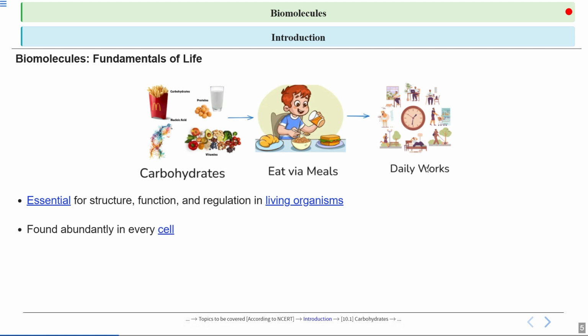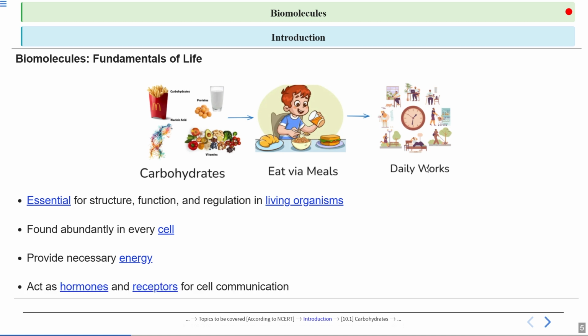Now every living cell is made up of biomolecules. So they are present everywhere inside the cell, and they are the building blocks of life. Now biomolecules are the primary source of energy for all cellular and body activities. So this energy is used for growth, repair, movement, as well as maintaining life processes.